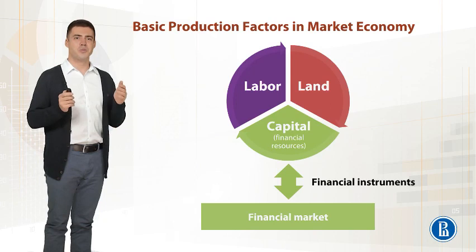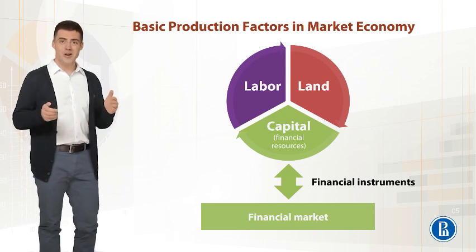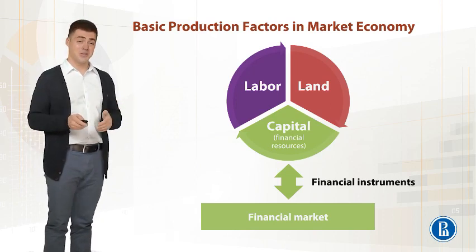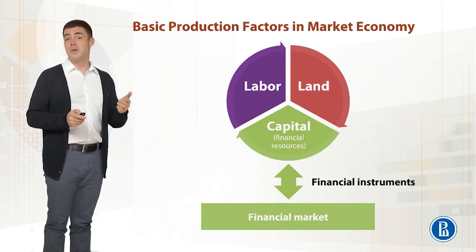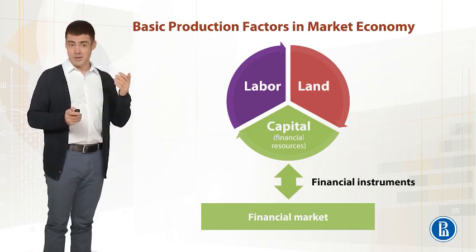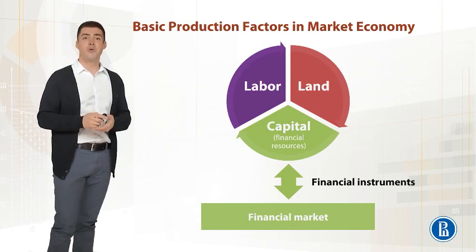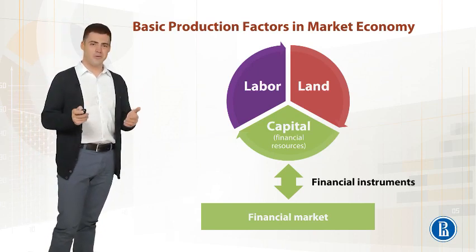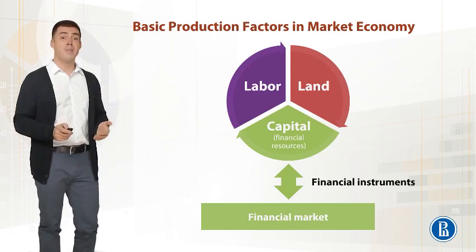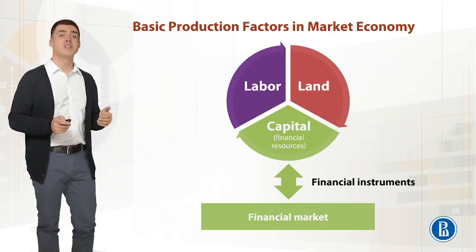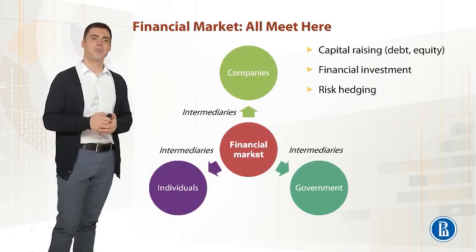And each of those production factors has its own market separate from the others. The prices for labor, land, and capital are determined by the demand and supply in these markets. And of course, in our course, we'll focus on financial market, which is the market for capital resources. So now let's take a closer look at it.